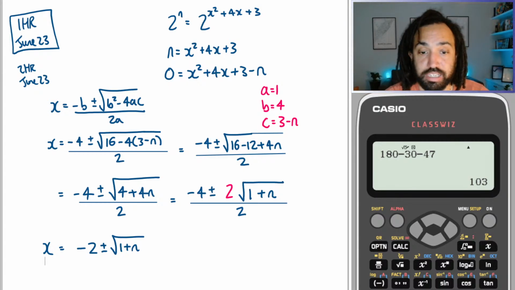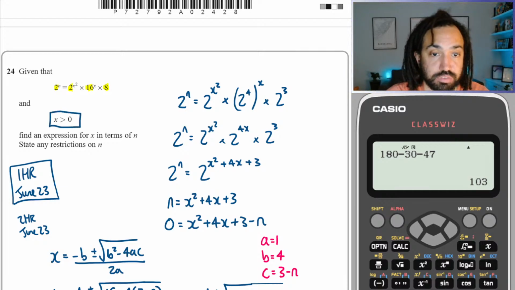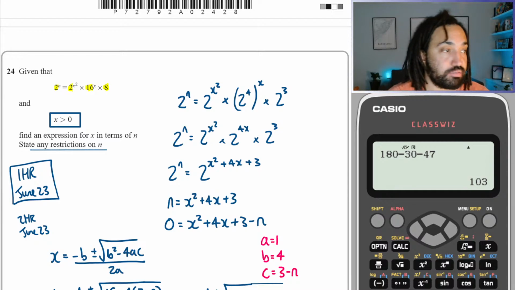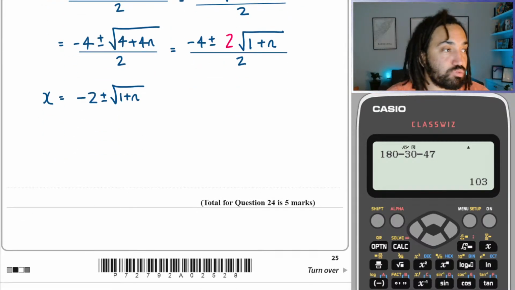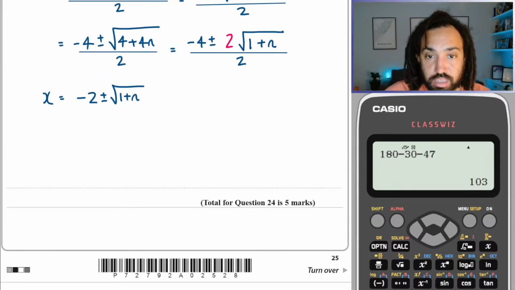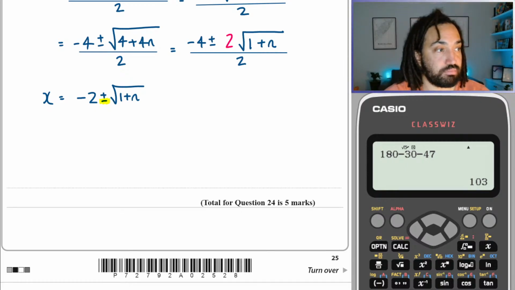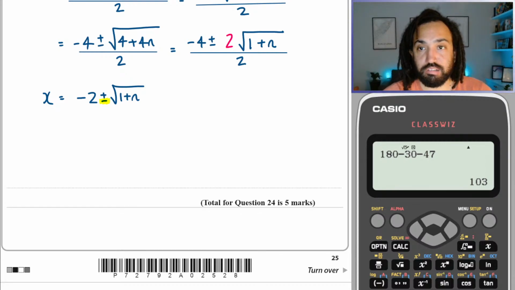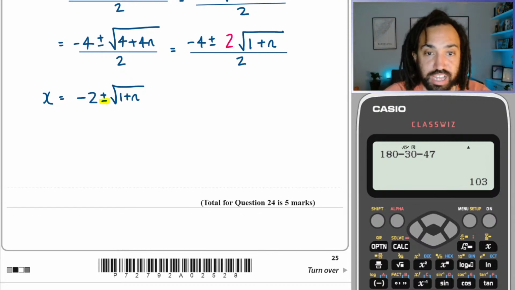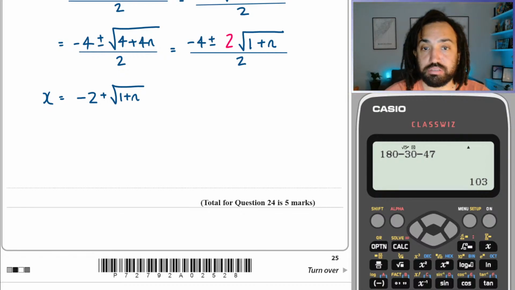But it says up here, x must be greater than 0, and it says we need to state any restrictions on n. So if x is greater than 0, then I don't think it's possible for this to be a negative. Because if that was a negative, then x would never be greater than 0. So we could get rid of that negative sign because x must be greater than 0.